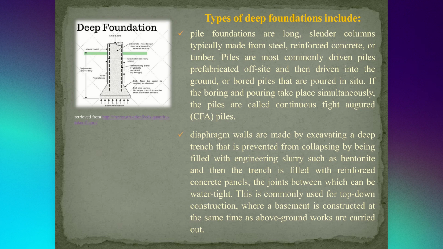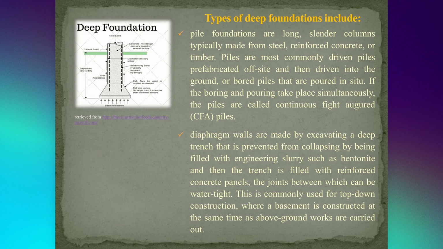Types of deep foundations include pile foundations, which are long slender columns typically made from steel, reinforced concrete, or timber. Piles are most commonly driven piles prefabricated off-site and then driven into the ground, or bored piles that are poured in situ. If the boring and pouring take place simultaneously, the piles are called continuous flight auger, CFA, piles.